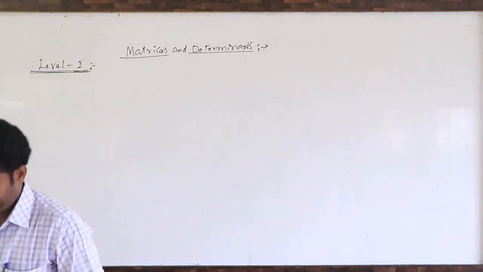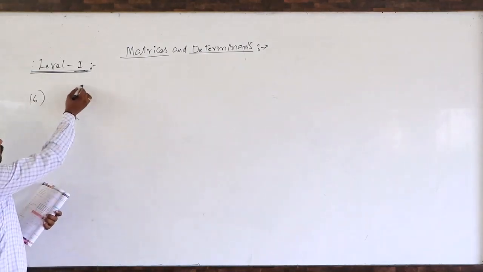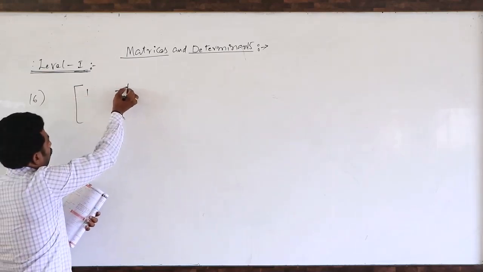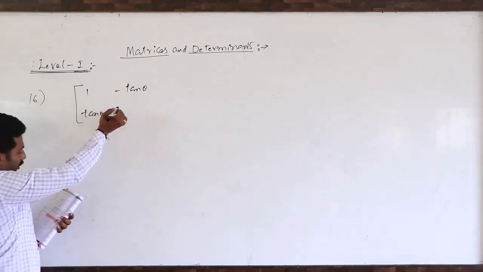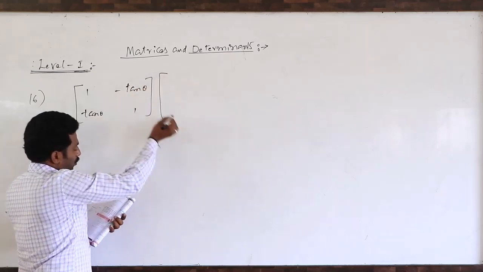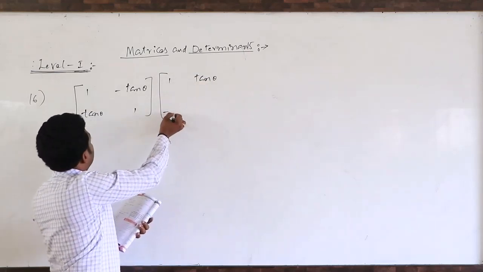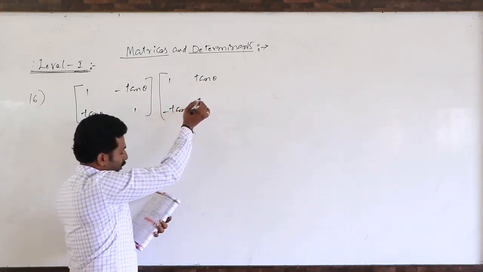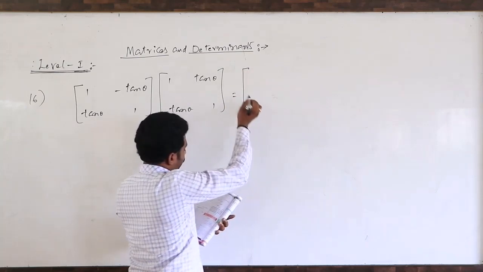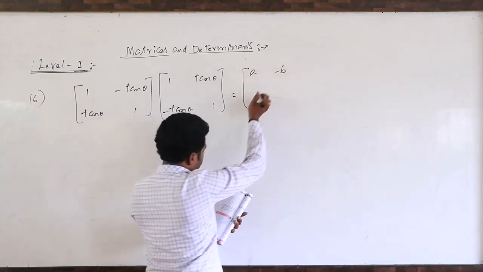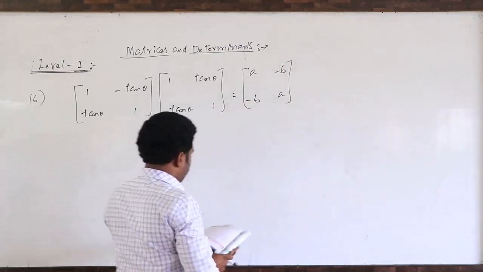Number 16. How are they asking the question? The matrix A is [1, minus tan theta; tan theta, 1] into [1, tan theta; minus tan theta, 1], equal to, they have also given, the matrix [a, minus b; b, a]. So four options are given.